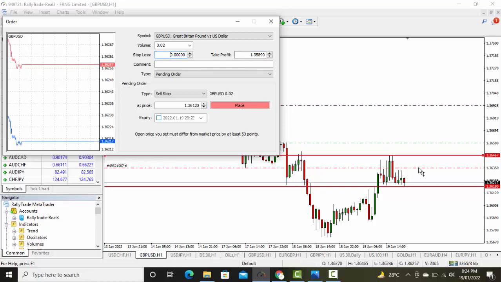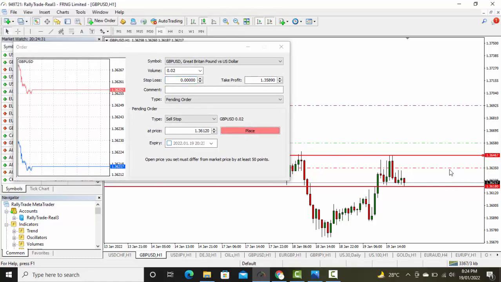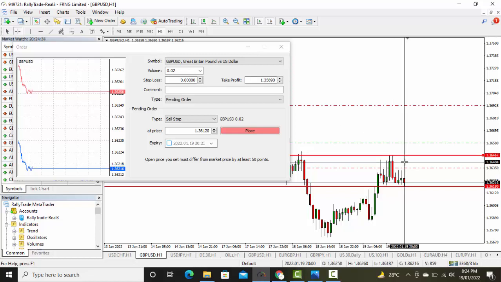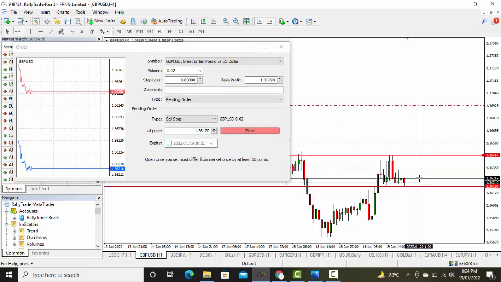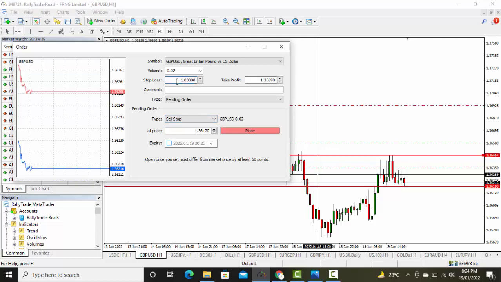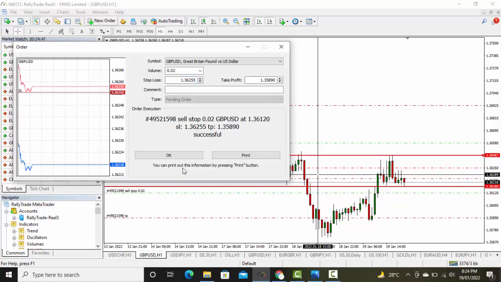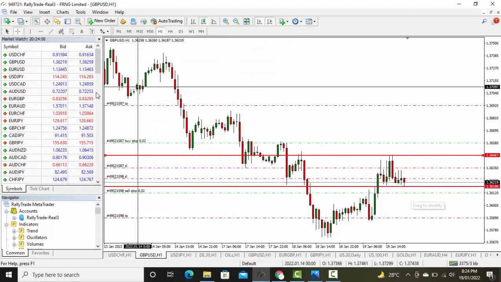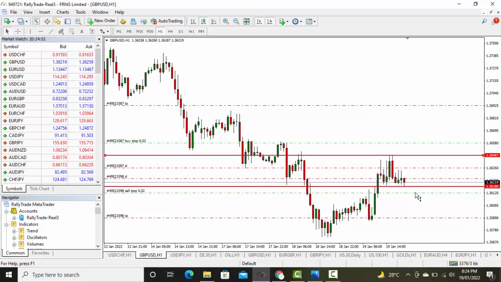So I can utilize, say, which price here? Say 1.36255. So I click place, and it is waiting. Once price breaks below this support, it gets here, it triggers my sell. If it continues to go down, then it gets to my TP. But if there is a rejection after price gets here, it gets to be stopped out at my stop loss.